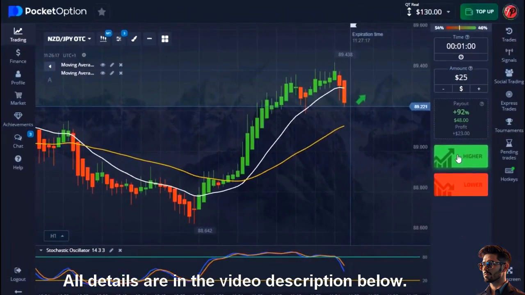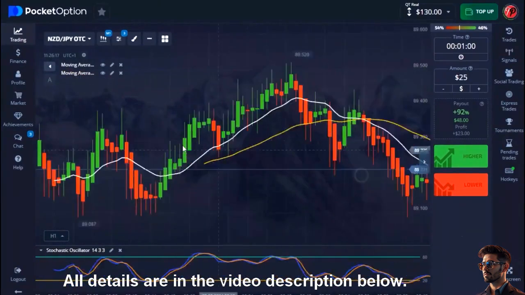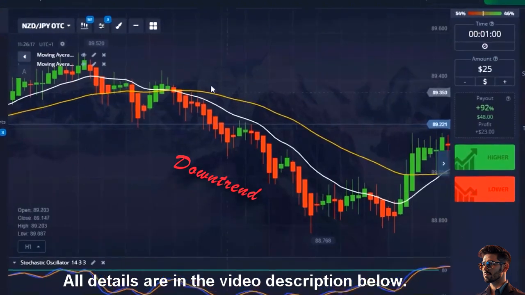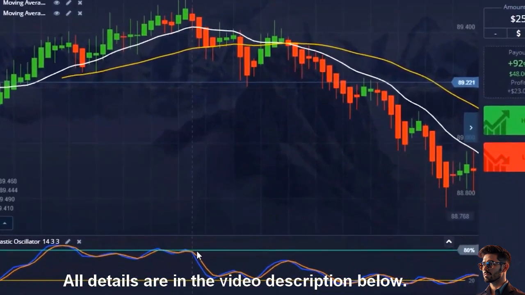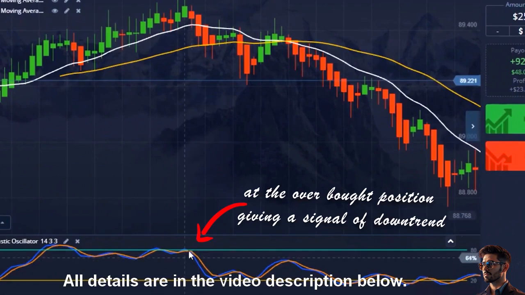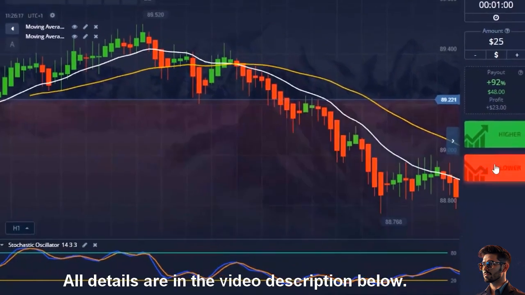All right, the same thing applies if you're going for a down trade. We need to find a very perfect downtrend, just like what happened here. You can see that both moving averages intersect here, and there's a very strong downtrend confirmation. The same thing with your stochastic oscillator. Make sure both lines intersect each other in a very strong overbought condition, and make sure that you're confirming the downtrend before you enter a trade for a downtrend.